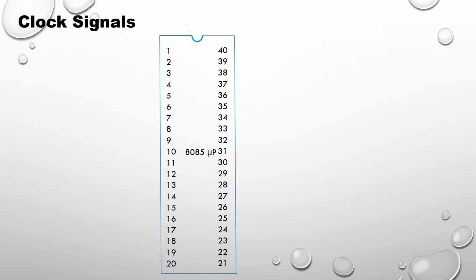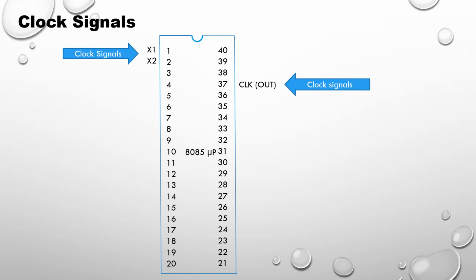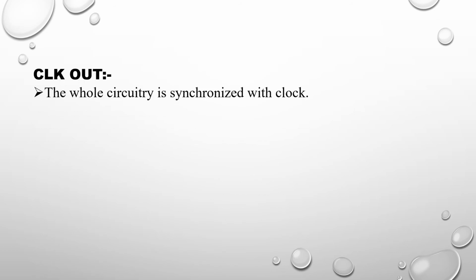Next, clock signal. Let us discuss clock out. Clock out or X1, X2. We have already learned clock out, which is occupied by pin number 37. The whole circuitry is synchronized with the clock. We know the processor, with the help of the timing and control unit, performs all the operations. So the entire processor is synchronized with the clock.